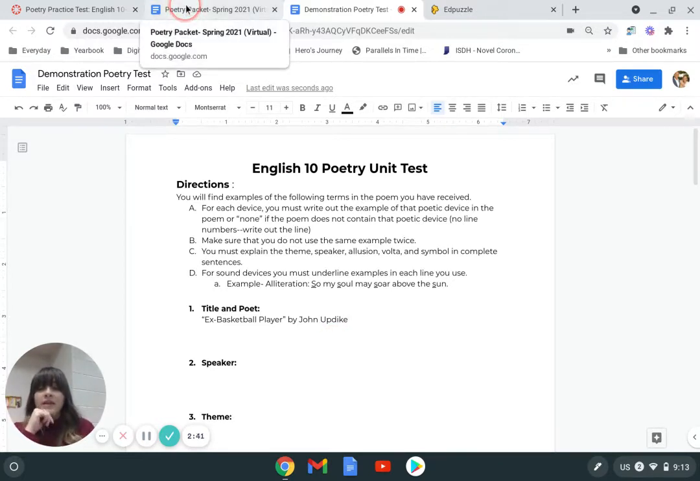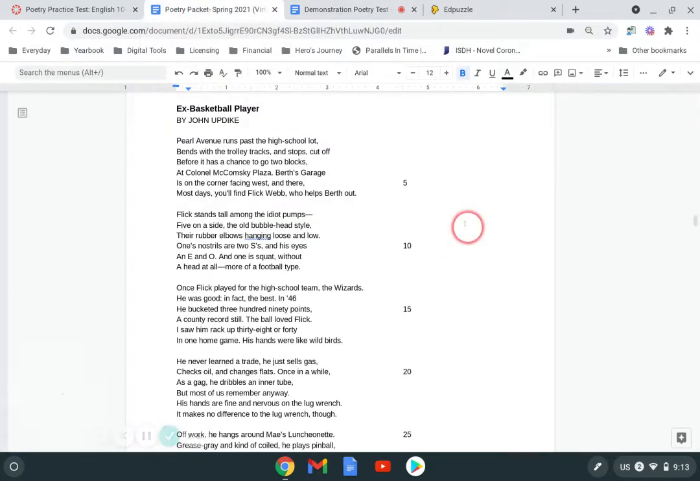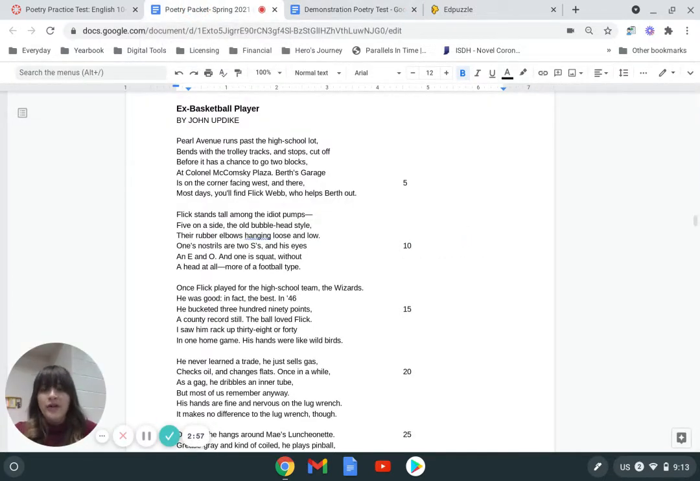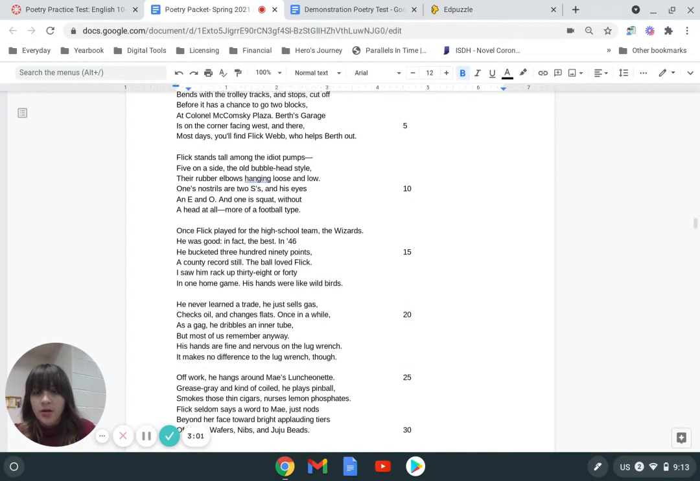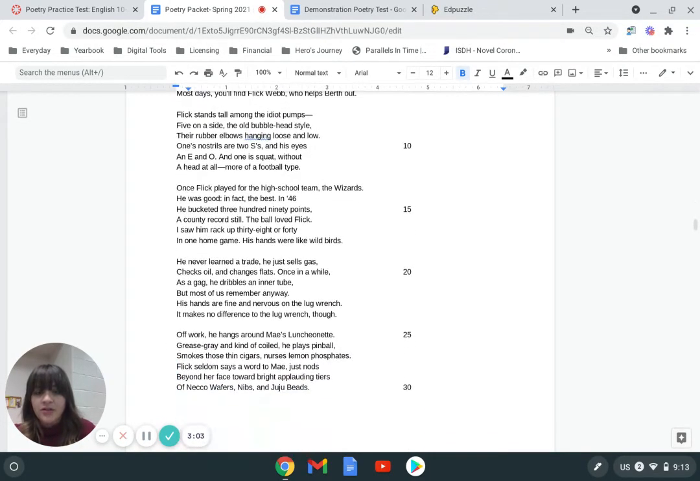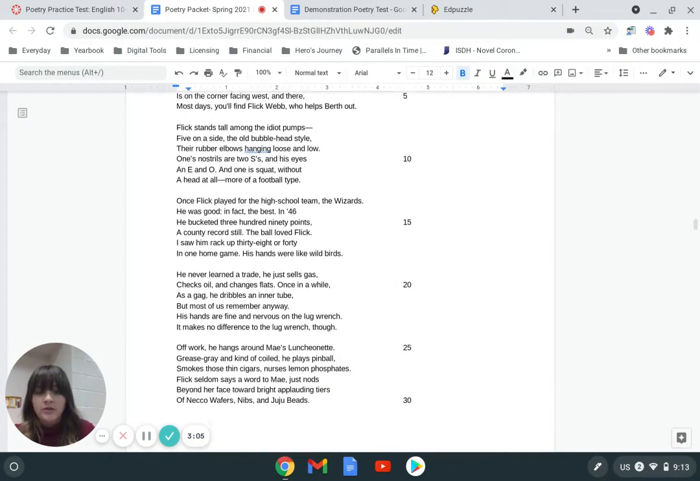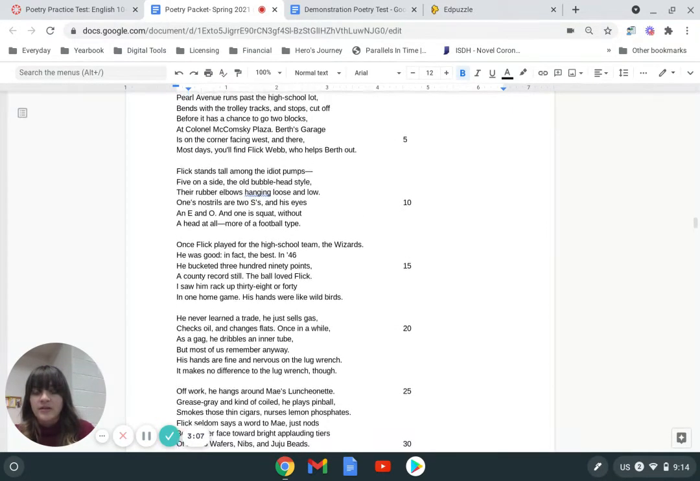Okay, so the second thing that I want to do is read through this poem all the way. I'll go over that actually here in just a minute. I'm going to read the poem all the way through first, and then we'll look at the directions. So, Ex-Basketball Player by John Updike. I'm just looking at the poem here. I have 5 stanzas. It's 30 lines long. So that must mean that each stanza is about 6 lines.